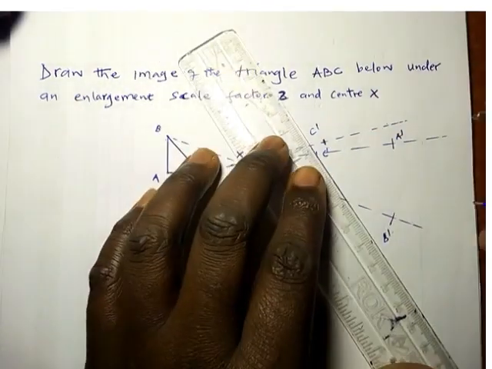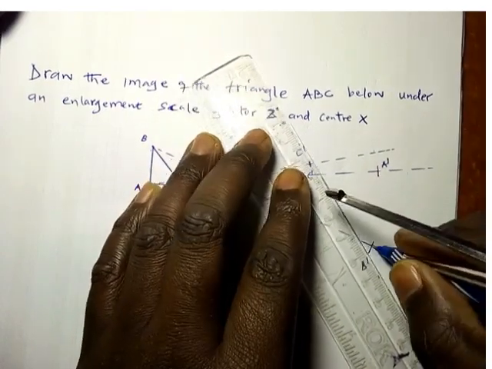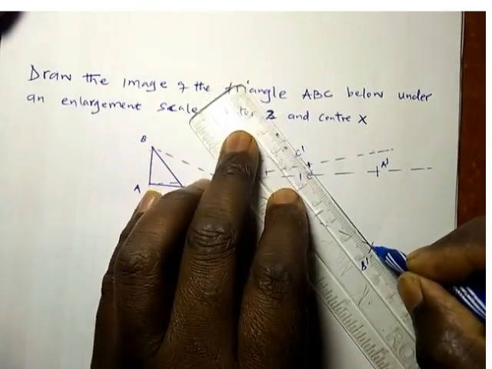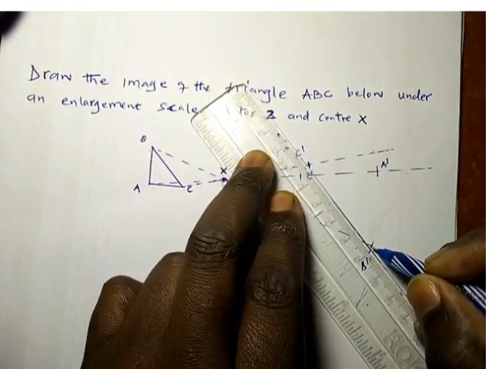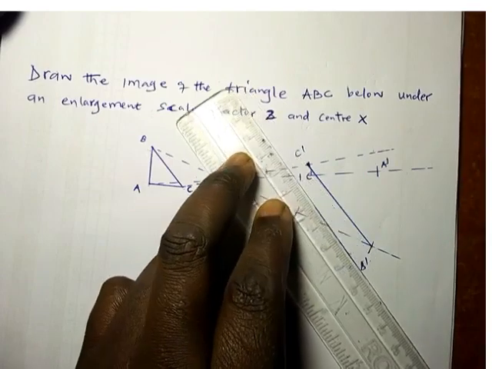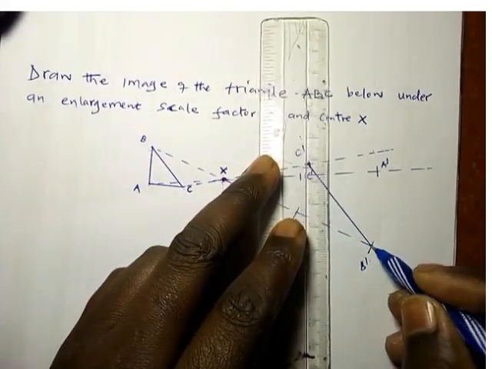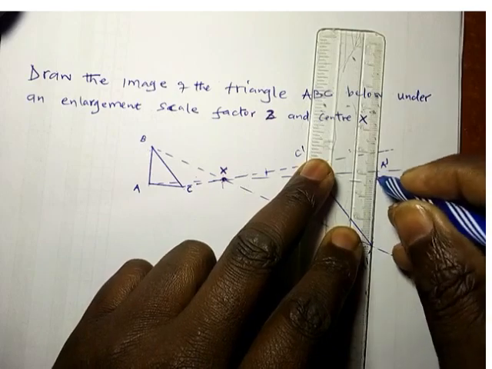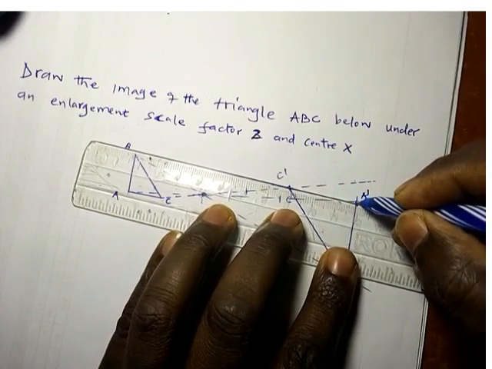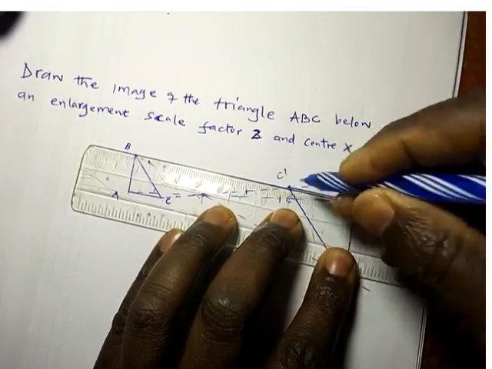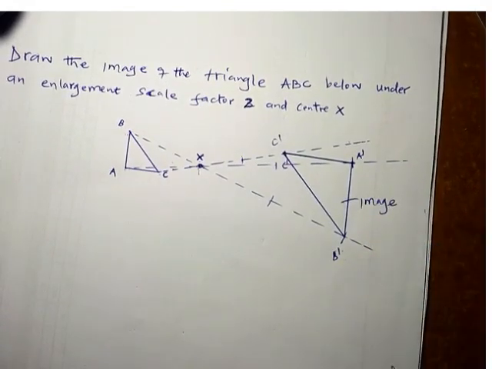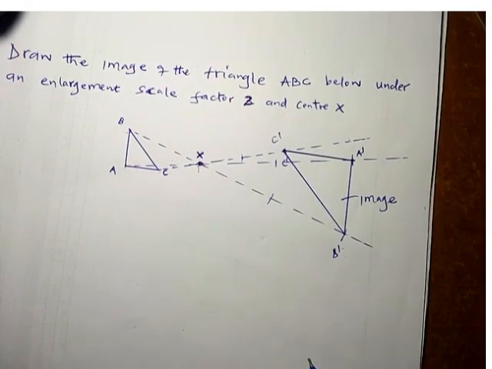Now join these ones, join BC, join A, B, and then join C, A prime. And there you have our image, scale factor 2.